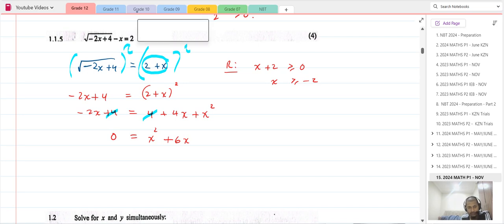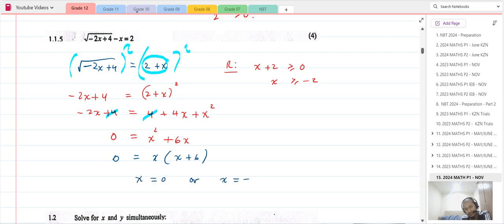Simple to simplify, right? So we can factor out an x. We have x plus 6. So what's the answer? x is equal to 0 or x is equal to negative 6. Clearly x can't be equal to negative 6, so we say reject here. So the only answer that will work is x is equal to 0. You can check if negative 6 works.